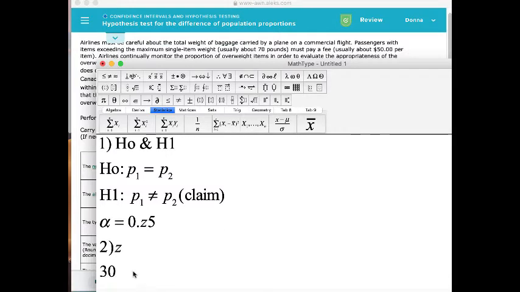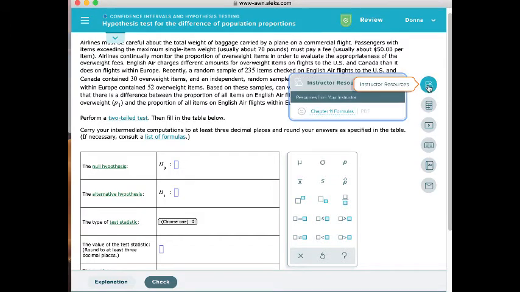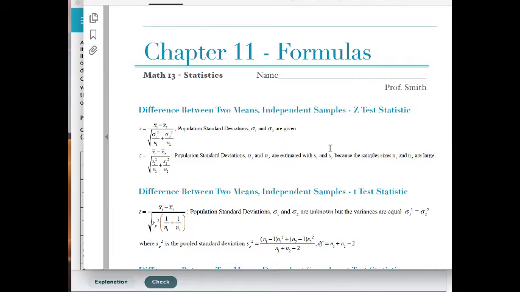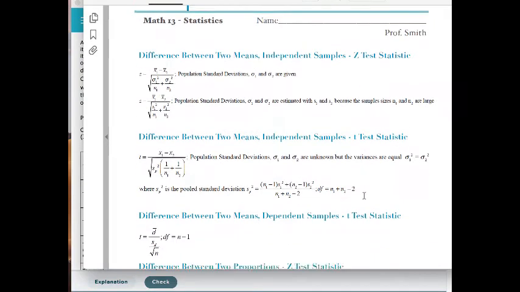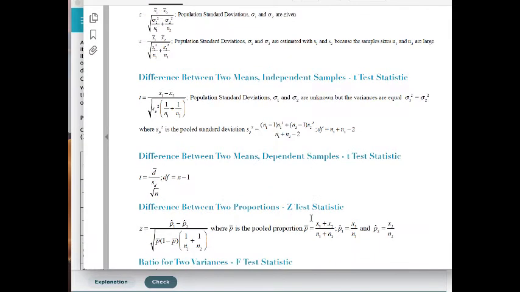Step 3 is to find the test statistic. We can use our formula sheet to come up with our test statistic. So let's open up the formula sheet. When you select the instructor resources icon, you'll see that it says Chapter 11 Formulas. And here are the formulas. This is between two means, independent Z, two means, independent T, two means paired dependent, which is paired comparisons. And here's our formula for finding the difference between two proportions.